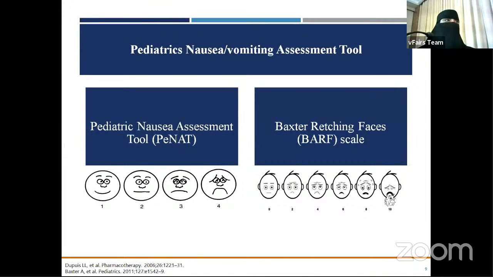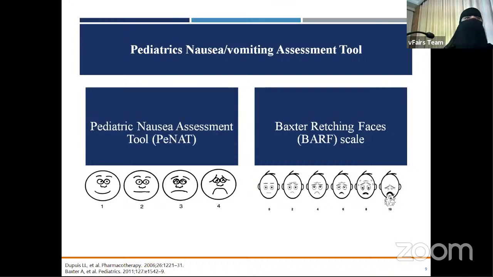Okay, so there are several tools that we can use in pediatric nausea and vomiting to assess the extent of nausea and vomiting after receiving the cycle. We have the Pediatric Nausea Assessment Tool and the Baxter-Ritchie Face Scale. As you can see here, it resembles the Wong-Baker pain scale. So the pediatric patient has to express his feeling after receiving the chemotherapy by selecting the face that he chooses.